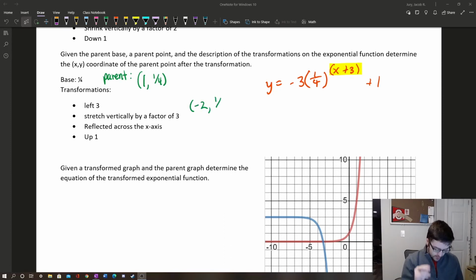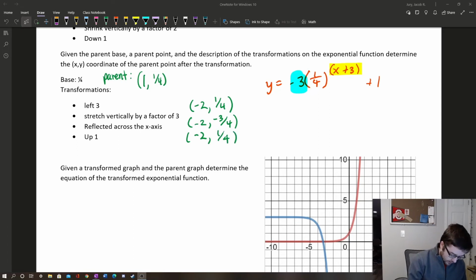And then I stretch by a factor of 3 and negate it. So I'm going to do these two steps at once because they're just represented by one number, -3. And that's going to make my y value -3/4 because stretching vertically doesn't affect the -2x value. And then going up 1, that's going to affect my y values. So I'm going to add 1 to my y value, -3/4.